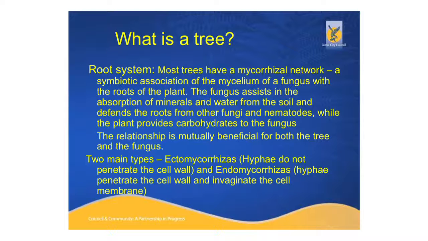And yet very rarely do I see that considered in reports or in suggestions about retaining trees. Very rarely. So we know the relationship is mutually beneficial for both the tree and the fungus. So there's two main types, the ectomycorrhizae and the endomycorrhizae. One actually lives outside the cell of the root, and the other one actually lives inside, penetrates the cell wall and that.